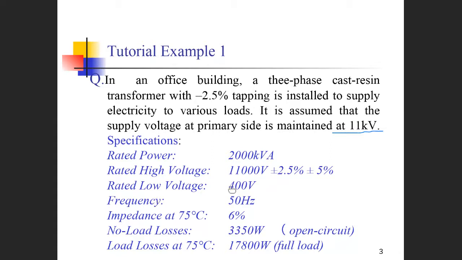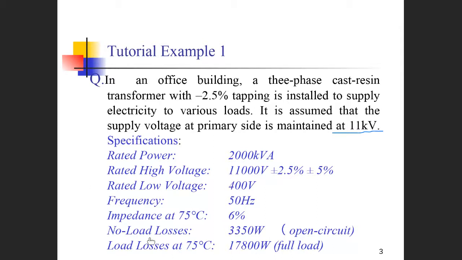And the rated low voltage side. If the primary is exactly 11 kV, then the secondary will be 400 volts at full load. That's the meaning of it. And the working frequency is 50 Hz. And here, impedance at 75 degrees. This means the internal impedance of the transformer in a per unit system when it is working at full load, 75 degrees, that is the full load operating temperature.